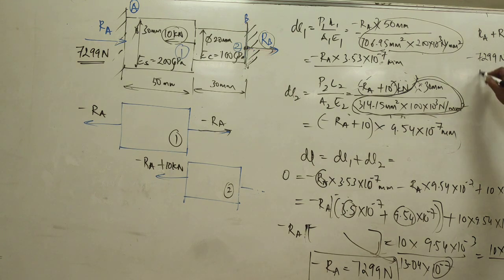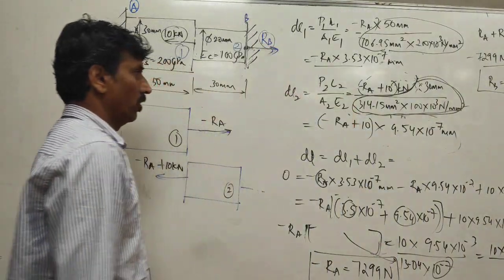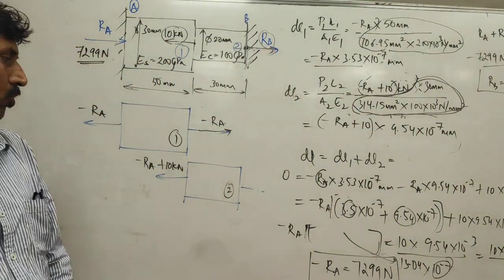You know the directions here, so you don't have to worry whether it's minus or plus. You just find out RB because both of these are acting on the right hand side. You don't have to assign any issues to this.